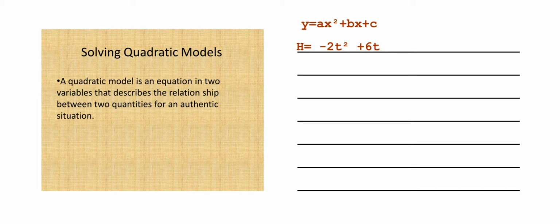Let's say in this case, we have h equals negative 2t squared plus 6t. Our c value in this case is 0. So we don't necessarily have to have this 0 there, agreed? And let's say this represents the path of a ball traveling in the air.